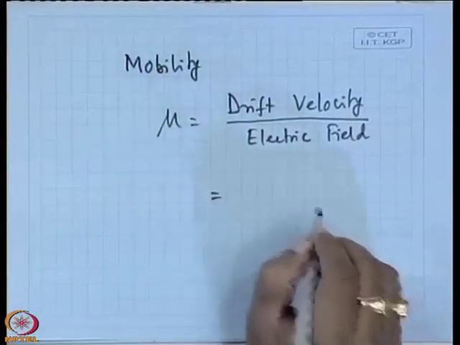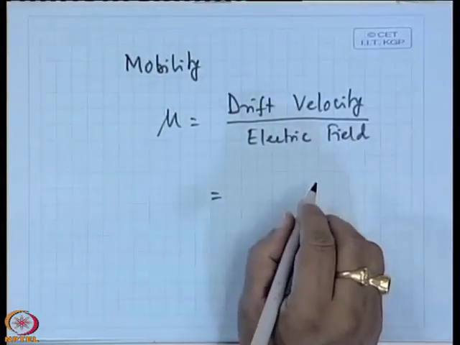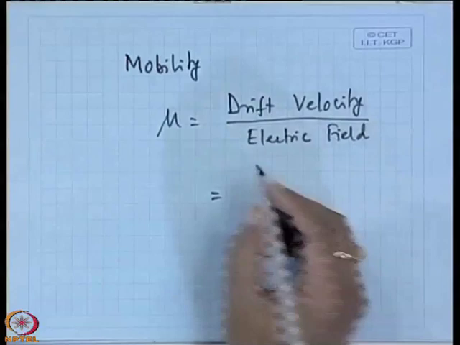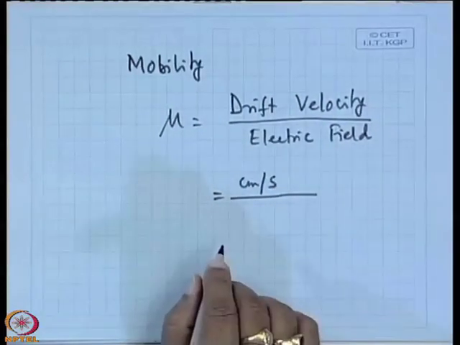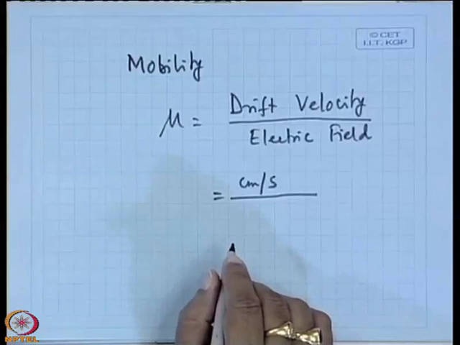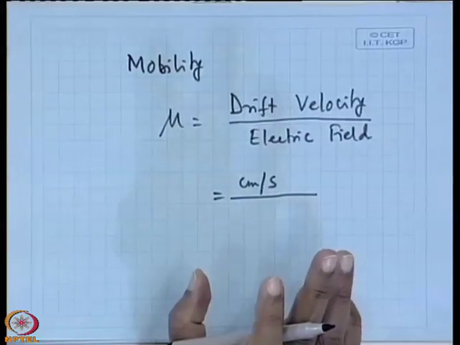What is the unit of velocity? Centimeter per second or meter per second? Let us take centimeter per second. And what is the unit of electric field? Electric field. Yes, volt per meter.